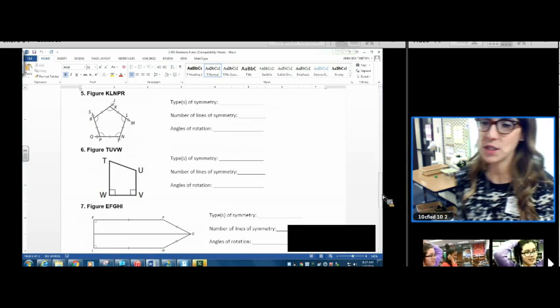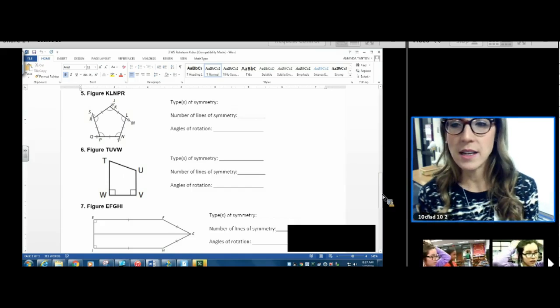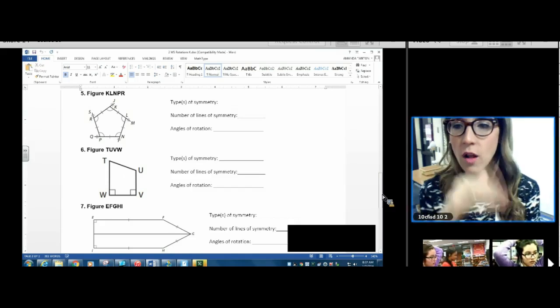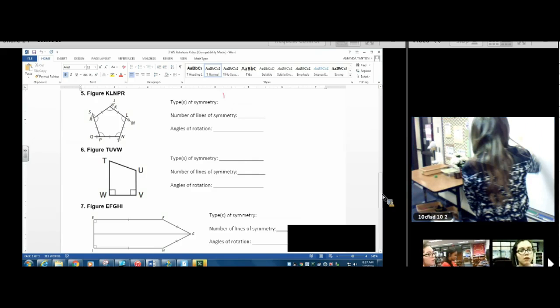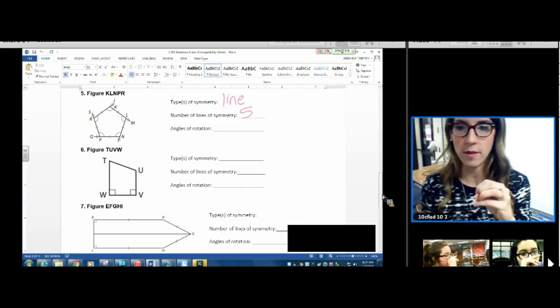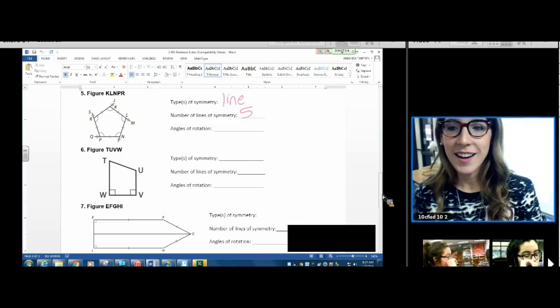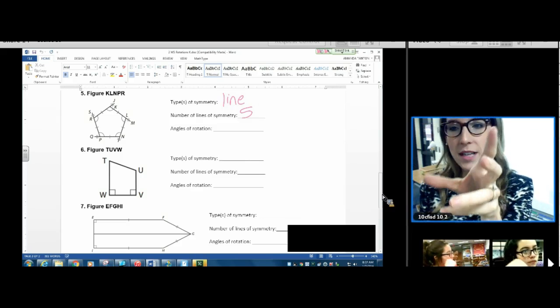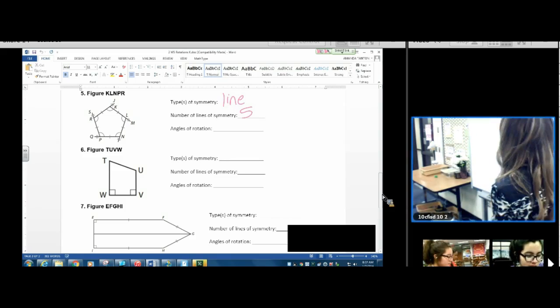Number 5 is also a regular polygon. That's a pentagon. How do I know it's regular? All sides have tick marks, all angles have arcs. So I already know definitely has line symmetry, and I know how many it has. It's a pentagon, so it has 5. I'm not even going to draw them. Okay, now rotational symmetry. Since it's regular, if I take that thing and I rotate it, it's going to land where it started. I don't know if I'm describing that very well.